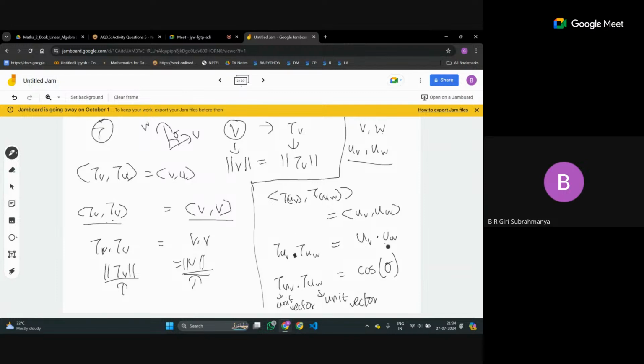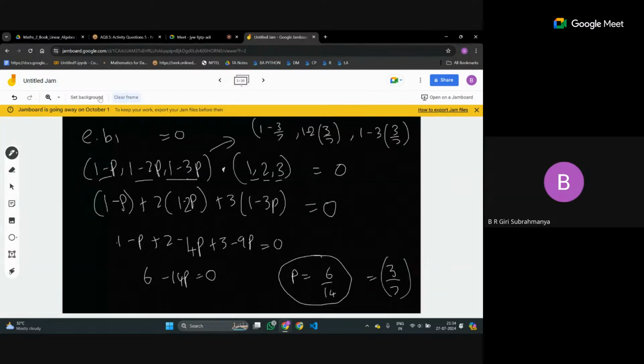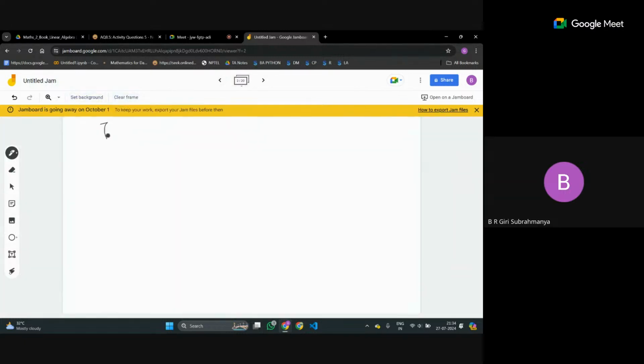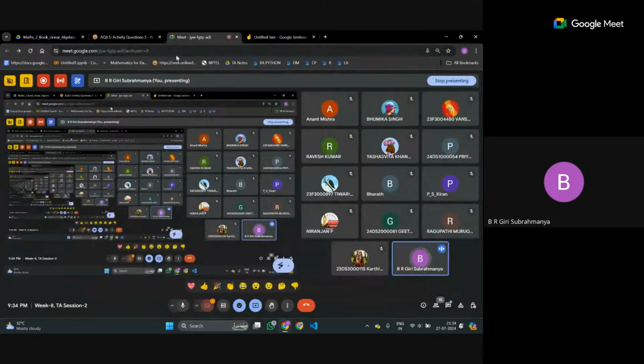Which means what? Theta is the angle between TUV and TUW, correct? Theta is going to be the angle between these two also, correct? So the angles are also preserved. Am I right?